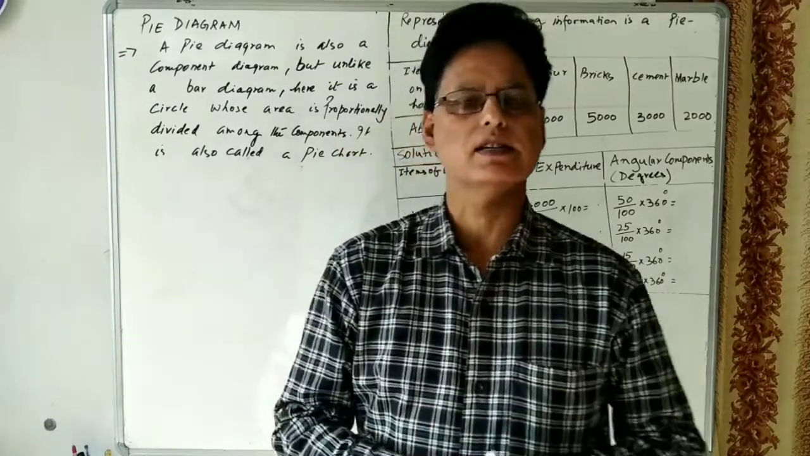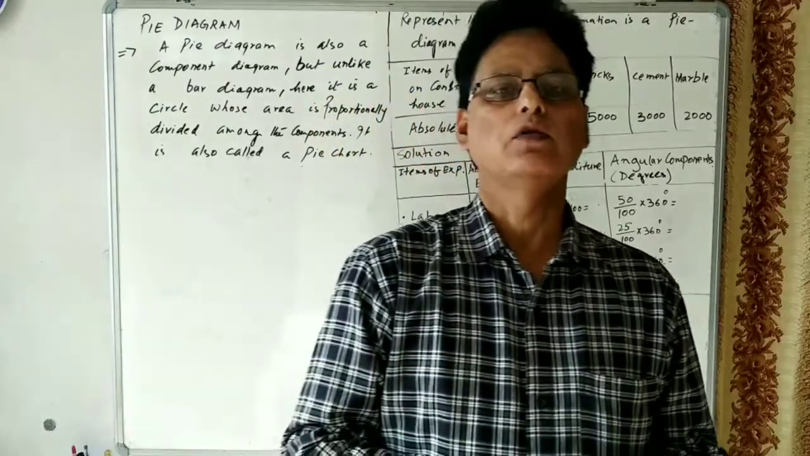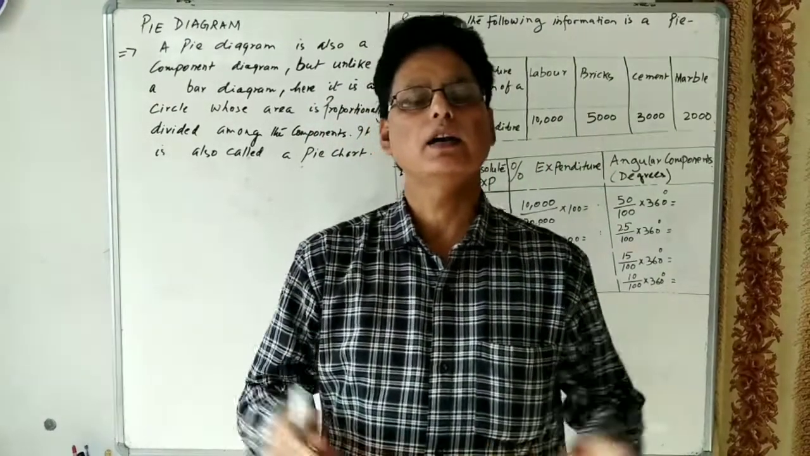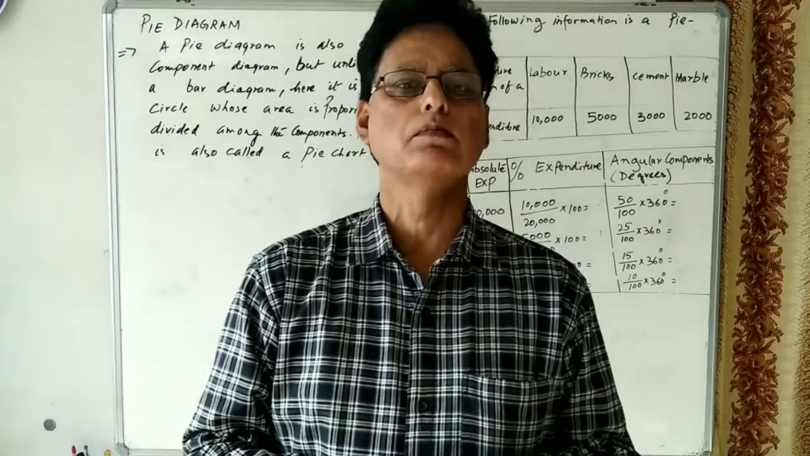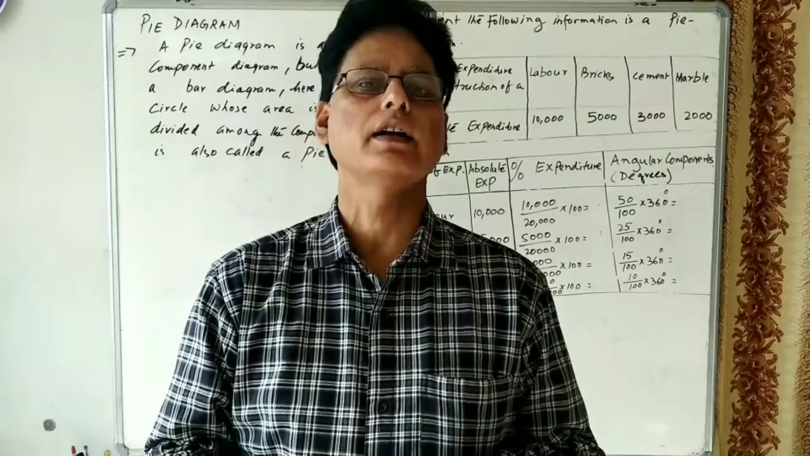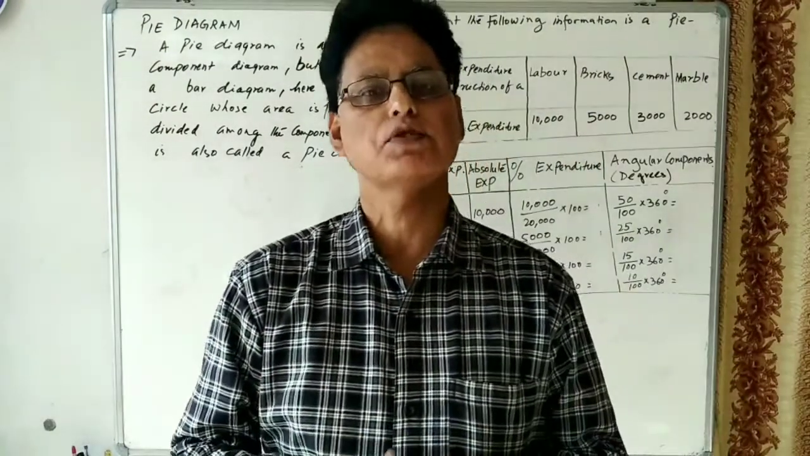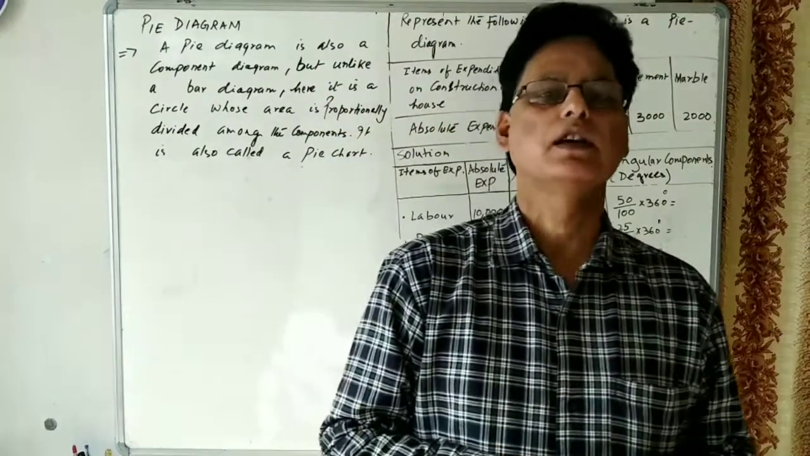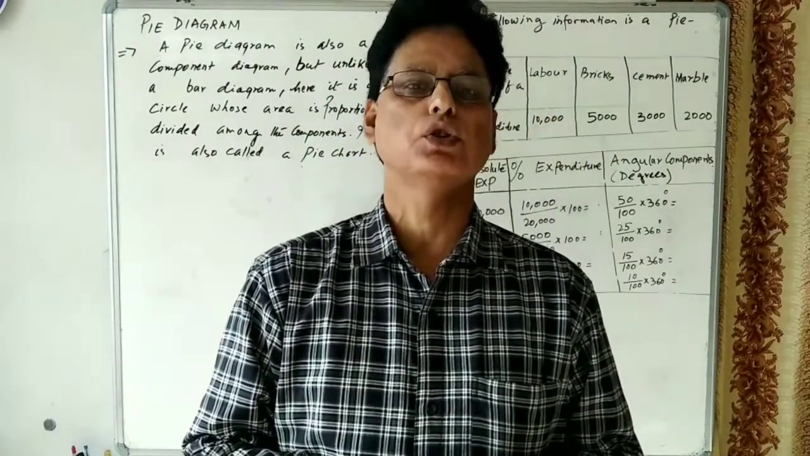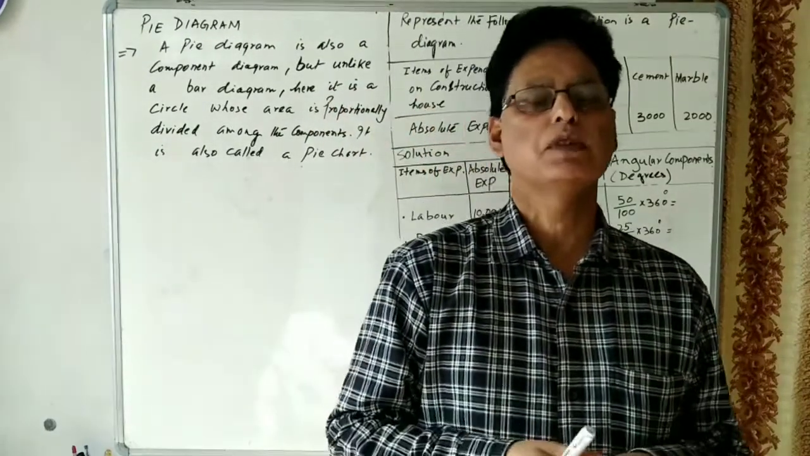So we are discussing diagrammatic presentation of data, and we have seen that there are different types of diagrams which are used for the presentation of data. The first one is geometric diagram. Second one is frequency diagram. Third one is arithmetic line graph. So today we'll discuss the first one, geometric diagram.